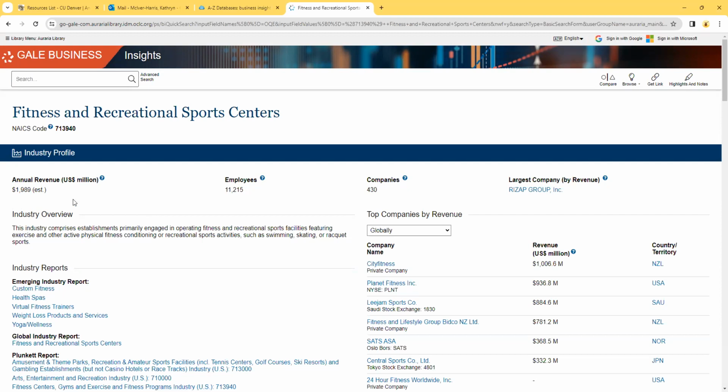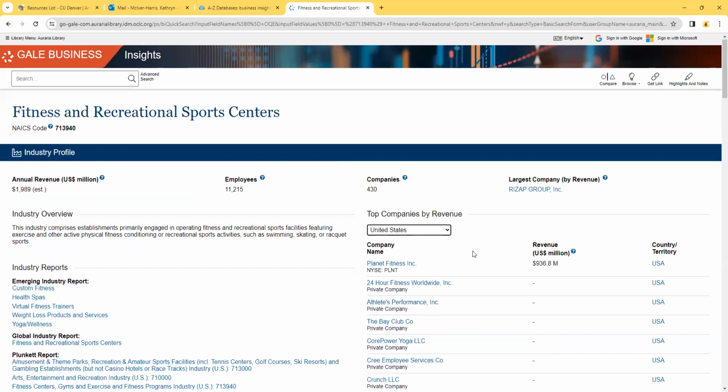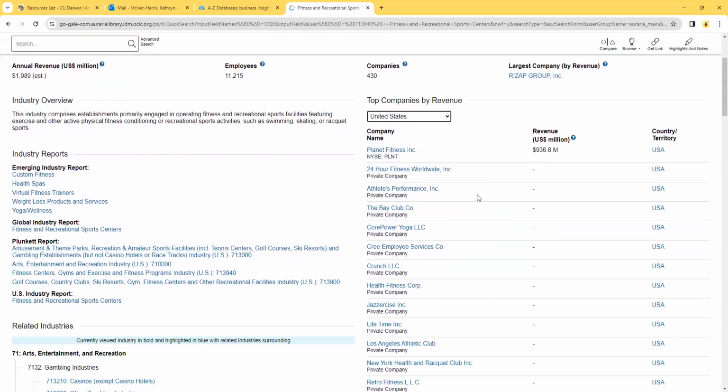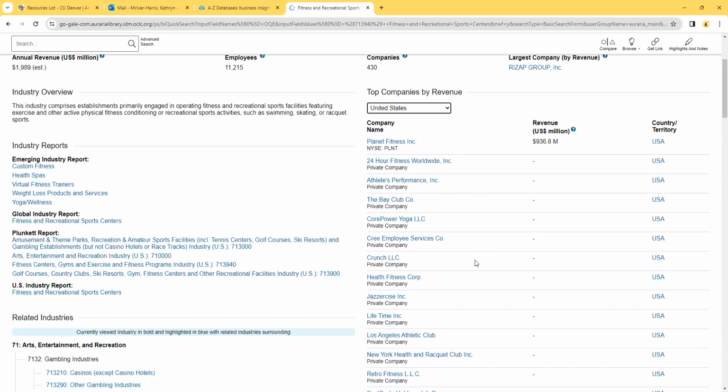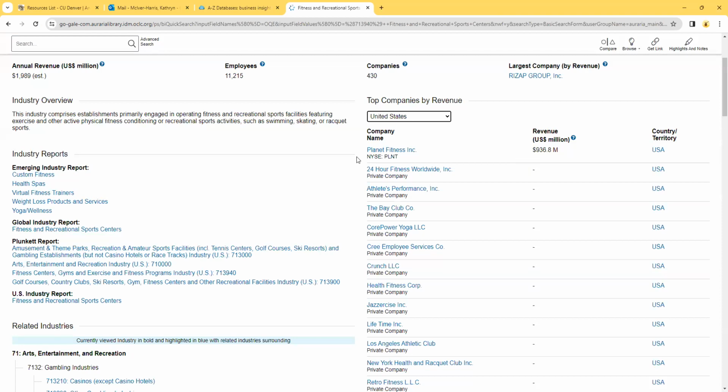So a couple of things: we talk about our annual revenue, the number of employees, and the number of major companies. We can split this down if we wanted to look at just the United States. This tells us who the top players are. If I were thinking about putting a business next door to a gym, it might be more beneficial for me to put my product next to a Planet Fitness than, say, a Retro Fitness, when I'm thinking about how to position. And this is the level of specificity that you're going to want.